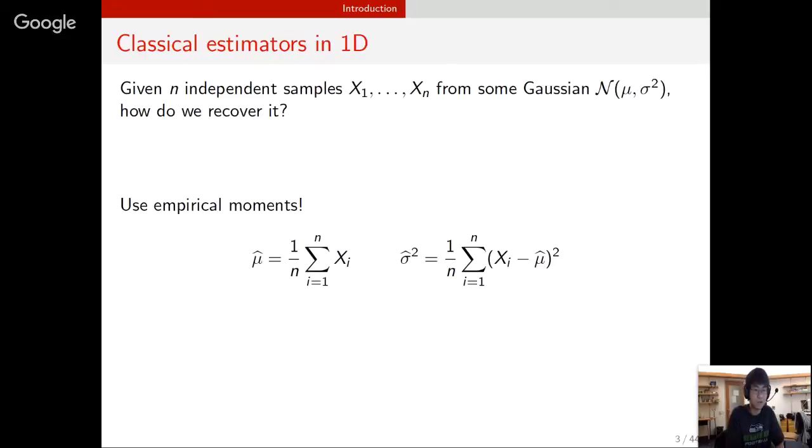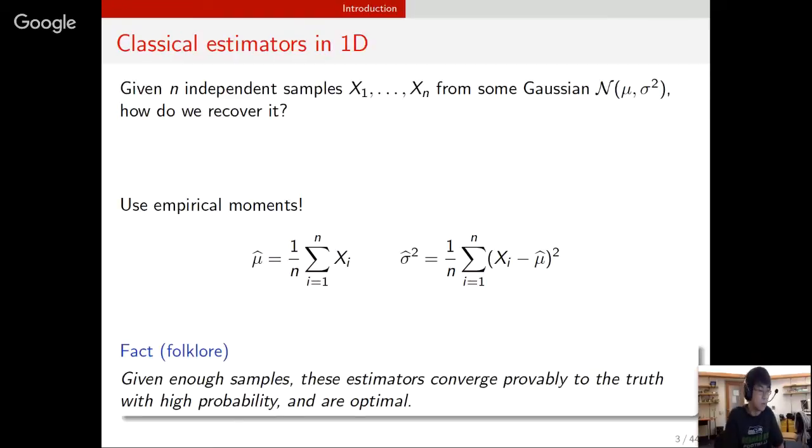So let's just take the empirical moments, okay? This is kind of the natural thing to try. And indeed, these things are optimal, right? It's a very well-known folklore fact. Now, given enough samples, these estimators converge provably to the truth with high probability. And in fact, the rate at which they converge is optimal. So they're known as minimax estimators. Like as you take more and more samples, the rate at which the error decays cannot be improved beyond possibly constant factors.